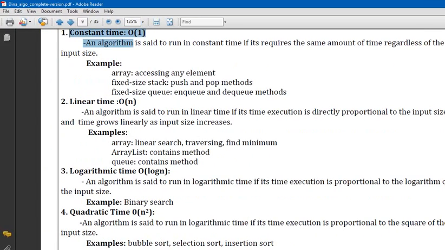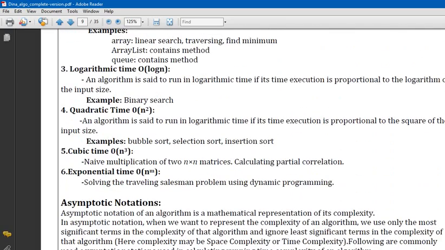Here we have the description of constant time, then the linear one, then the logarithmic time. You may see that their formulas are different from each other. Lastly, quadratic time, then the cubic time, and then exponential time.